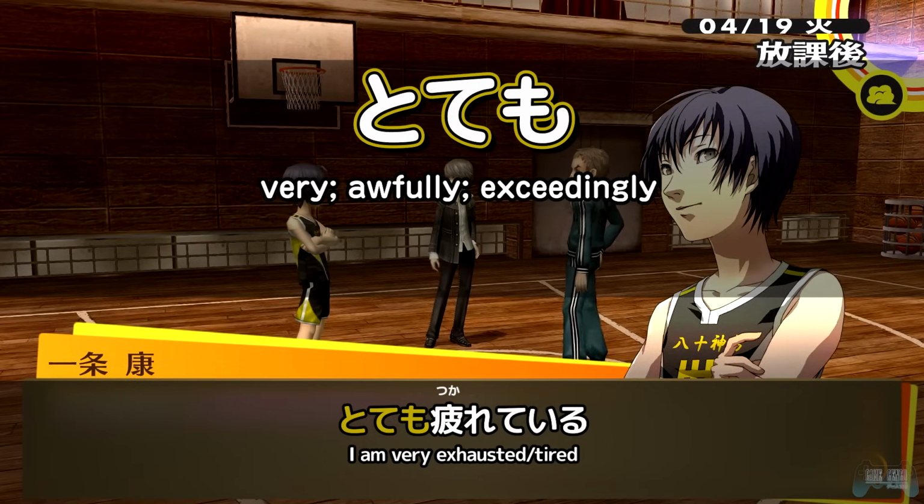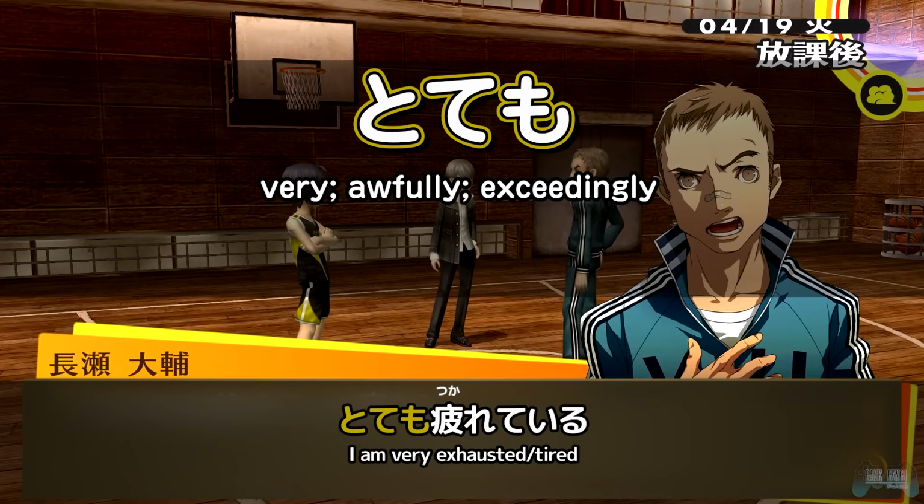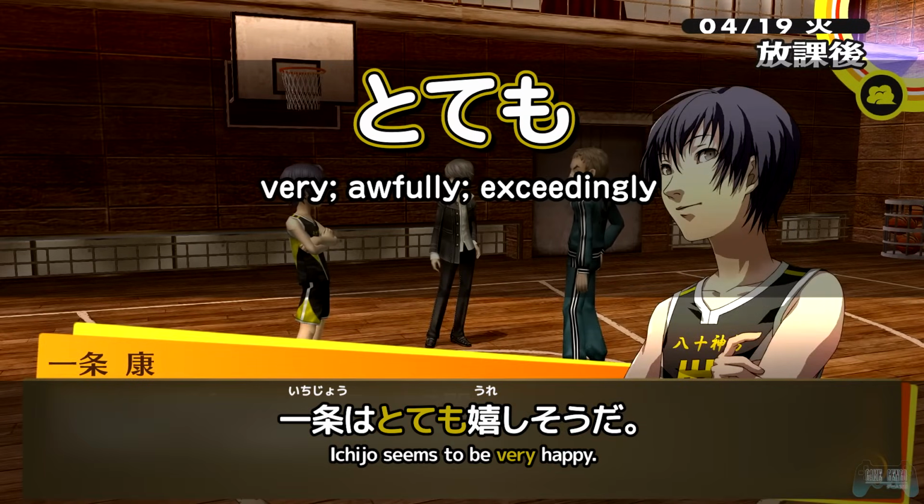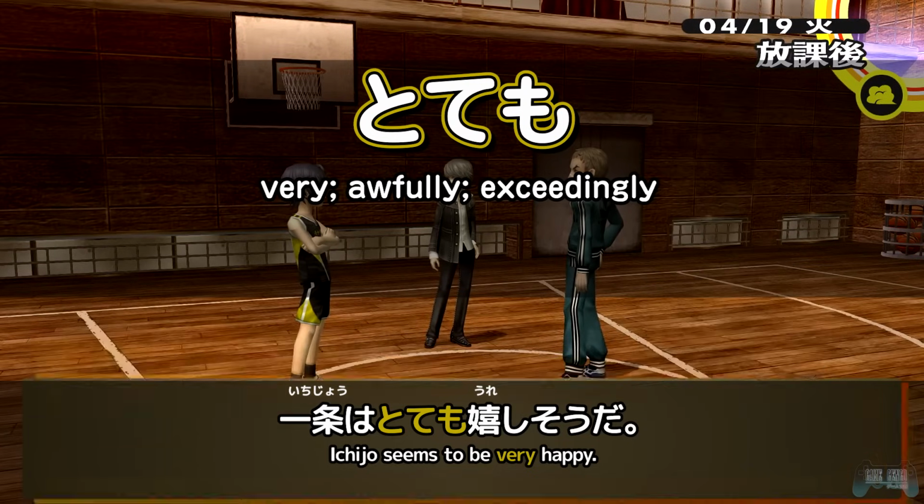The first of two examples that we have from video games is from Persona 4, where looking at the reaction of Ichijo, he seems very happy. And so here we can see the text description saying totemo ureshisou da. He seems very happy. Totemo coming before the adjective.